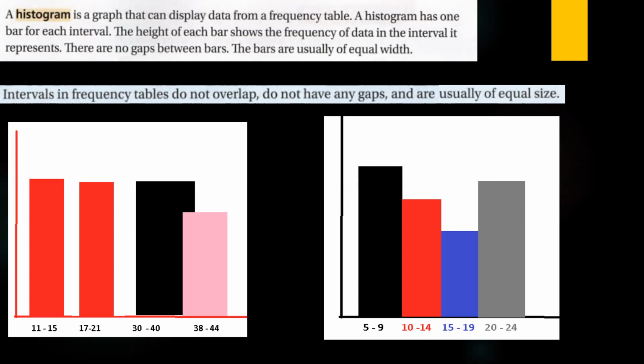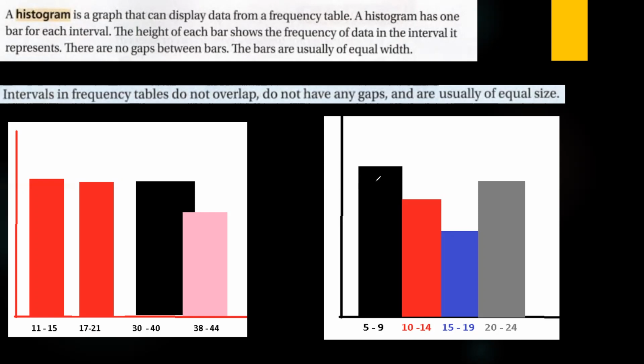A histogram has bars. Say my interval is from 5 to 9. So I have a bar, a black bar as an example, for this interval. And the height of each bar shows the frequency of the data. As an example, from 5 to 9, we have 5 girls. So I will make an interval from 5 to 9, and the height of the bar will be 5.